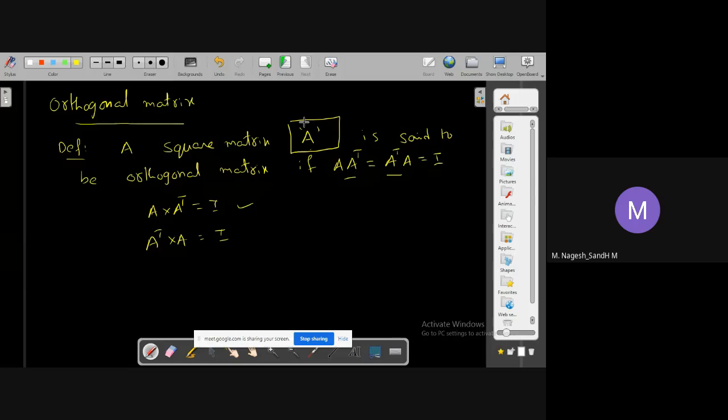Whenever a matrix A is given, what you have to do is find A transpose and multiply it. First do A into A transpose, check whether it is identity or not. Next, again find A transpose into A, check whether it is identity or not. If both are identity, then the given matrix is an orthogonal matrix. Have any doubt on this? No, sir.